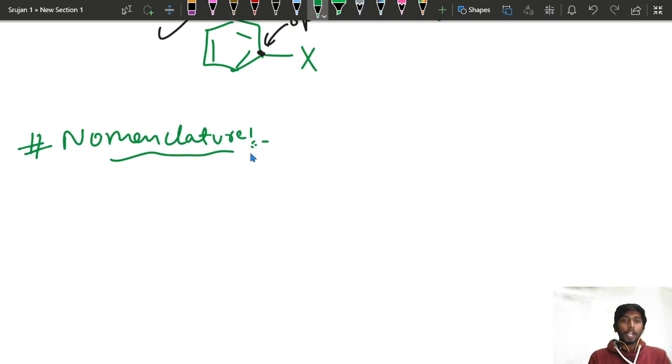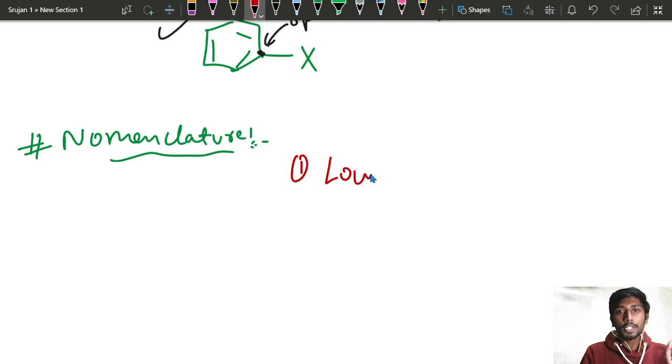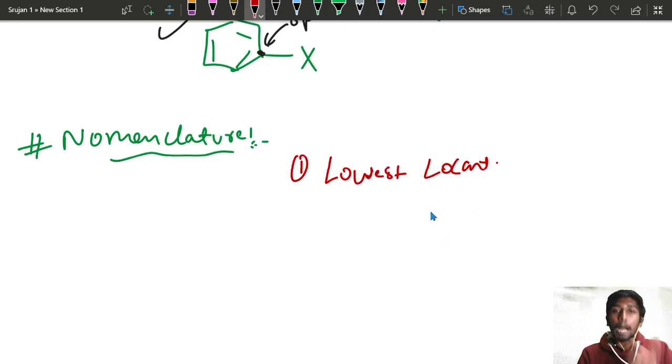So for nomenclature, the basic rule is that everyone should follow this rule compulsorily. If you follow this rule, everything will be easy. Now you have to find the number of carbon atoms. Once you find the carbon atoms, start to label them, like 1, 2, 3, 4. Always you have to choose the lowest locant, that is, the lowest number for the substituted carbon.